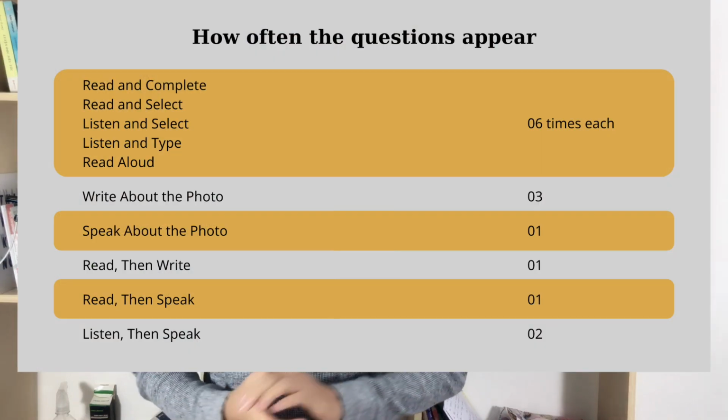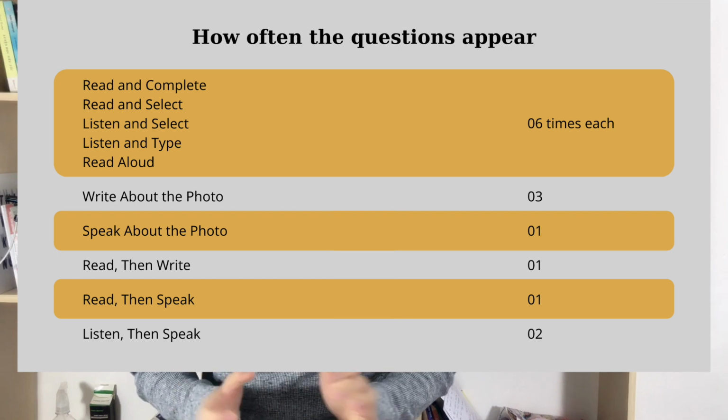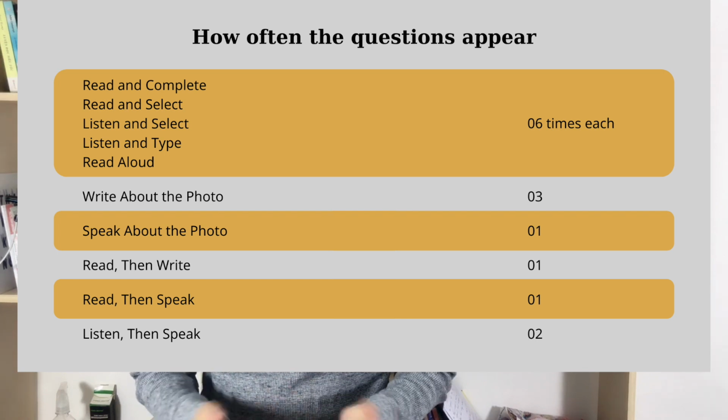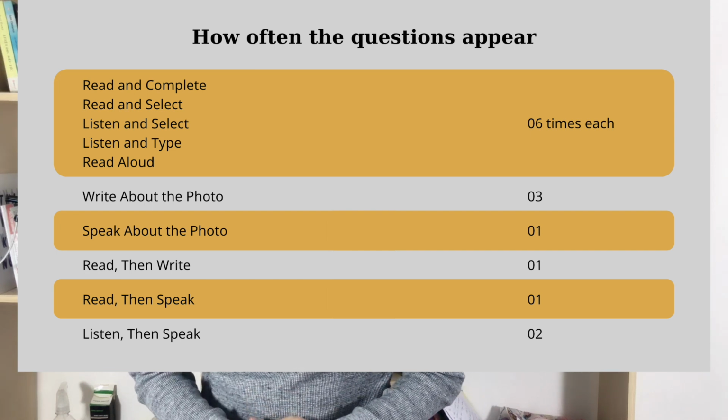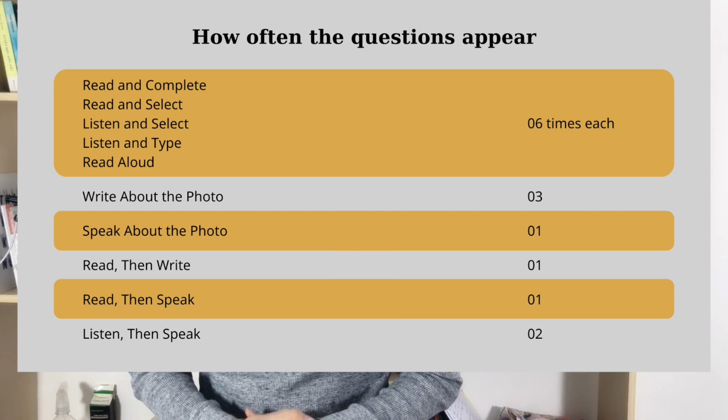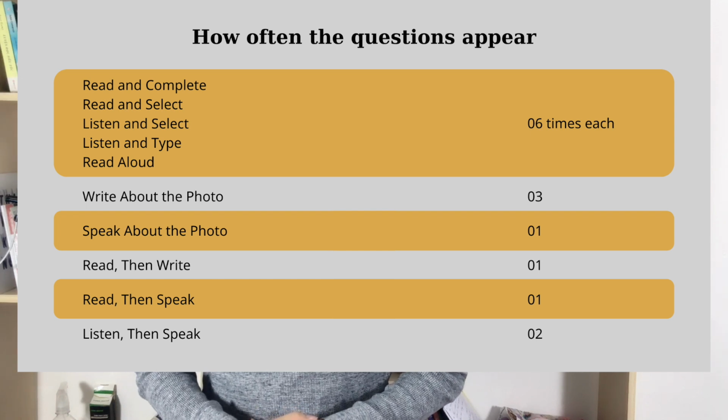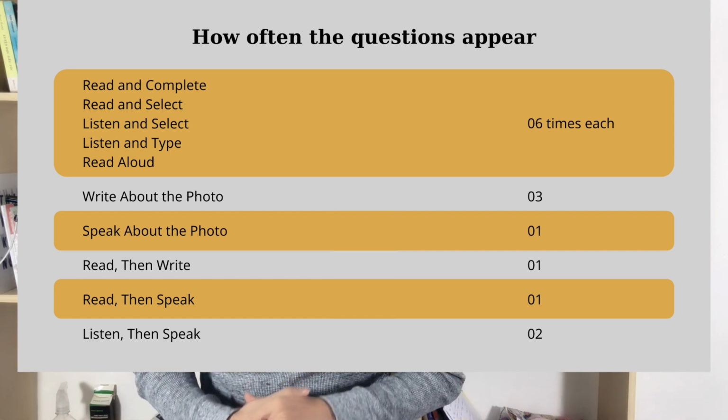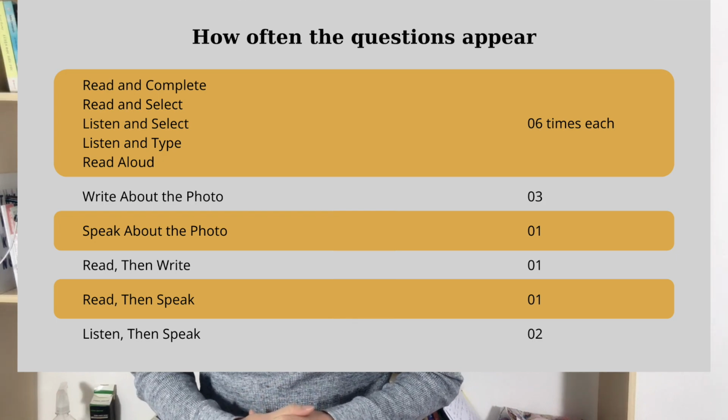First of all, we have the same number of questions that you see in the real test, like this. We have 6 questions for read and complete, read and select, listen and select, listen and type, and last but not least, read aloud. Next, we have 3 questions for write about the photo, 1 question for speak about the photo, 1 question for read then write, 1 question for read then speak, and 2 questions for listen then speak.